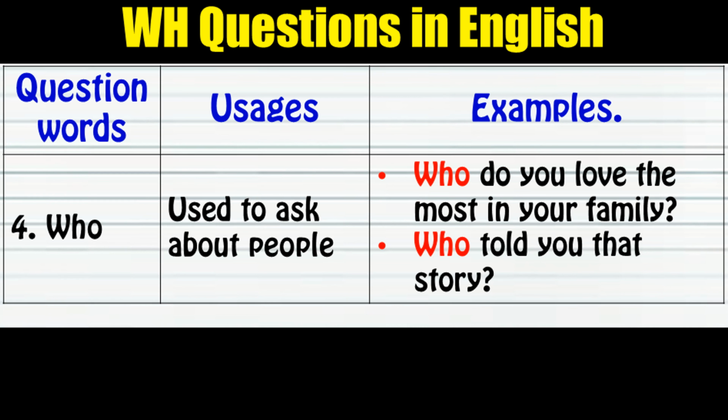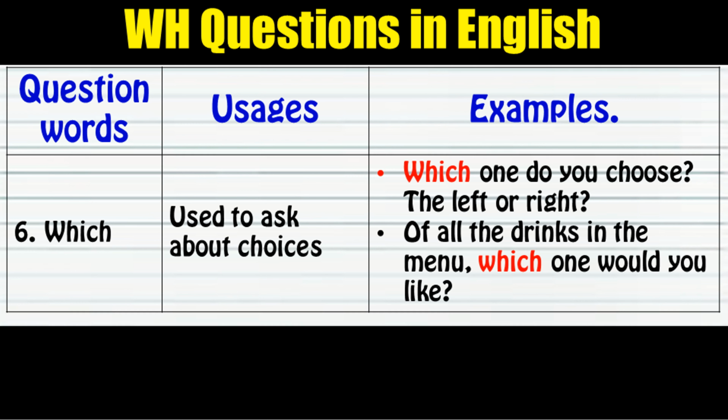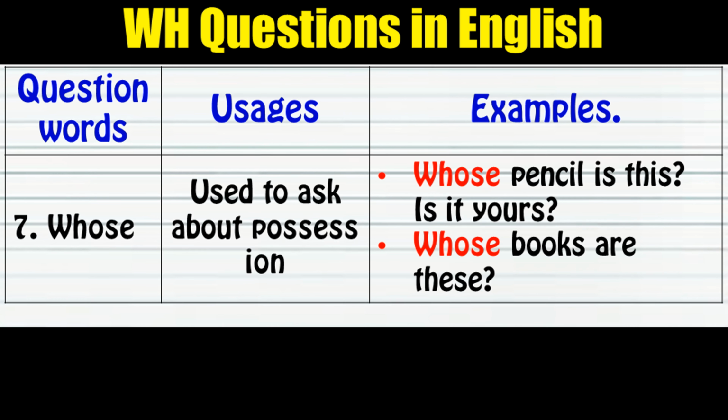4. Who? Used to ask about people. Who do you love the most in your family? Who told you that story? 5. Whom? Used to ask about people, or object of the verb. Whom did you see in the morning? I saw Mr. Mark, my English teacher. 6. Which? Used to ask about choices. Which one do you choose? The left or right? Of all the drinks in the menu, which one would you like?